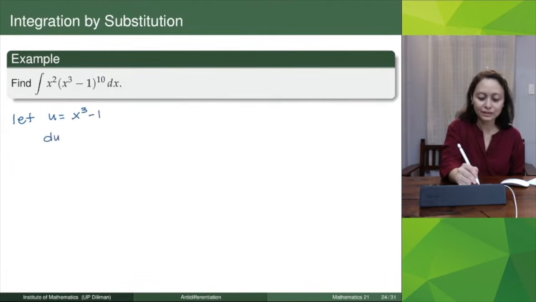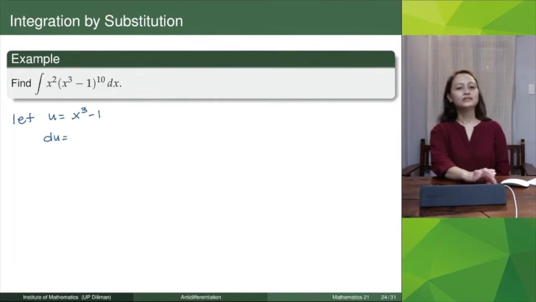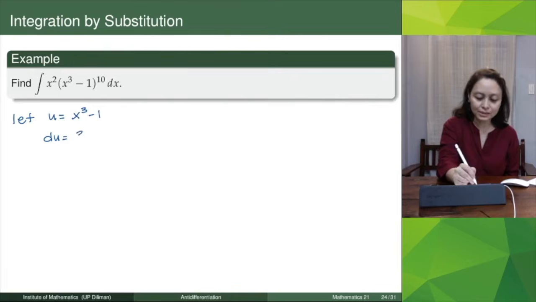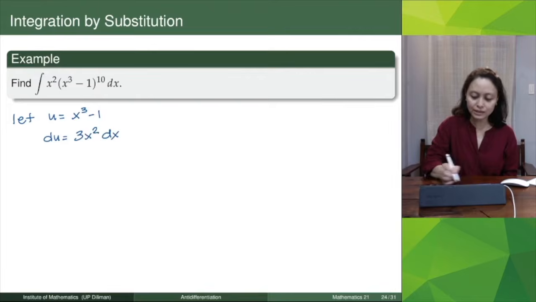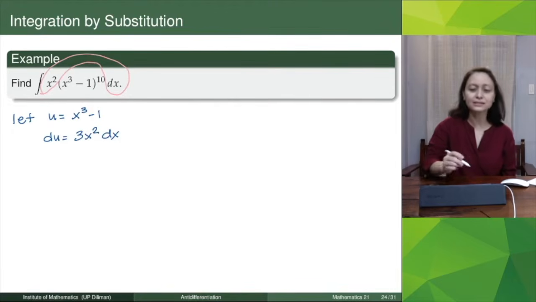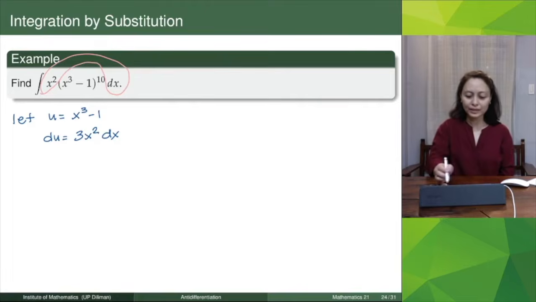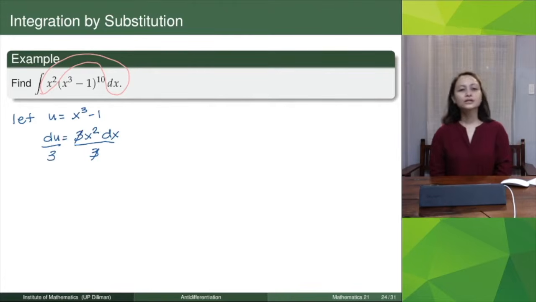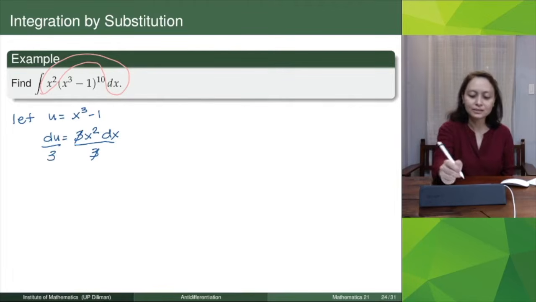Okay, get the derivative. Tingnan natin kung nandyan din yung derivative sa integrand. Derivative of x cubed is 3x squared dx. And you'll see, meron tayong x squared dx dito. Okay, so may extra lang na 3, which you can easily remove by dividing both sides by 3. So x squared dx is equal to du over 3. Okay, let's try to substitute.